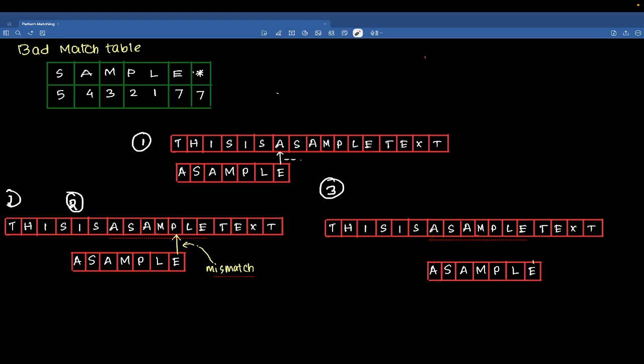Now we will start comparing from the rightmost character. So E is matching with E. Then we will move to the next rightmost character L. L is matching with L. Then we will move both the pointers. P will be compared with P, M with M, A with A, S with S, and A with A. So now the complete matching of the pattern is found in the given string, and this completes the iteration of the program.